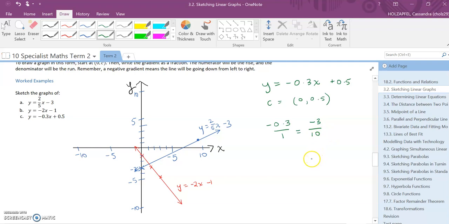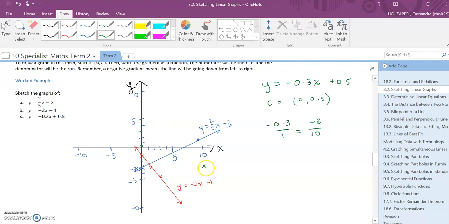So let's draw this line now. So we're starting at 0.5. So that's going to be about here. We're going to go down 3. So since we're at 0.5, we're going to go down to -2.5. And then we're going to go across 10. So that's going to be about here.